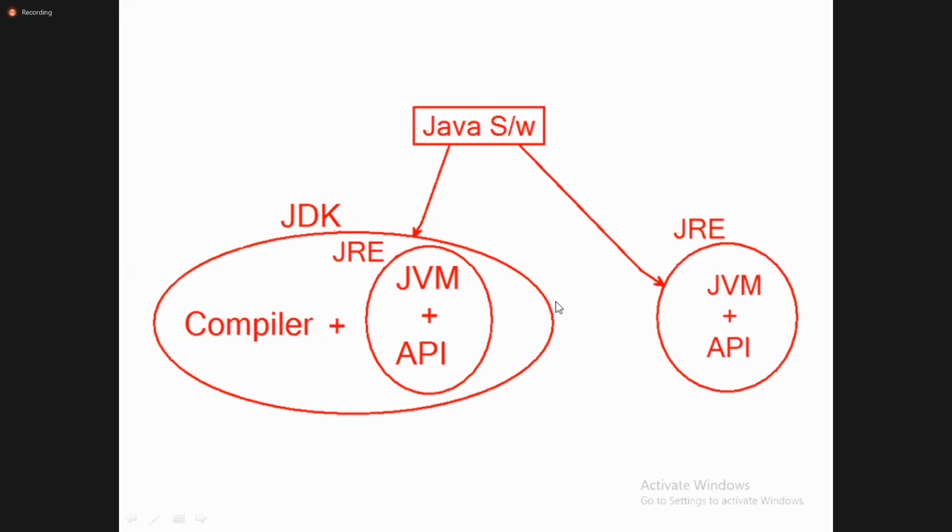In your developer computer, you have to install the complete Java software, nothing but JDK. JDK stands for Java Development Kit. JRE stands for Java Runtime Environment. So in the developer computer, we should install JDK. In the customer computer or in the tester computer, you must install JRE. Is it clear?